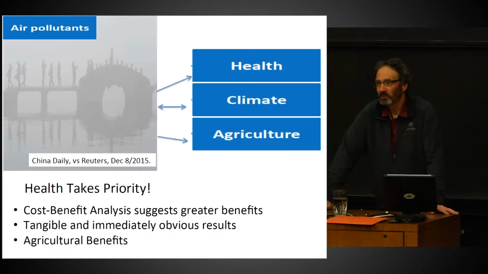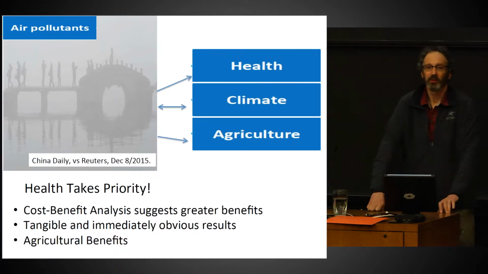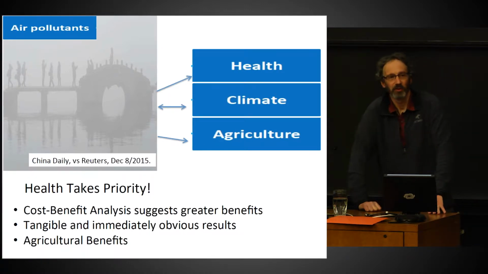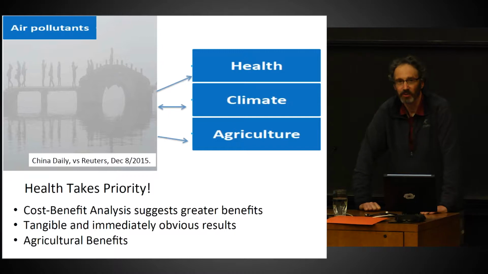So when it's a choice between air pollution and climate, in almost all countries, air pollution takes priority. That's where countries regulate. They regulate air pollutants. They don't regulate as much the species that impact climate. And if you look at simple cost-benefit analysis, greater benefits are suggested by regulating air pollution.